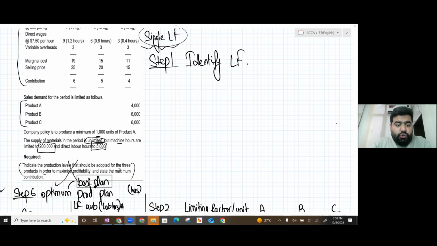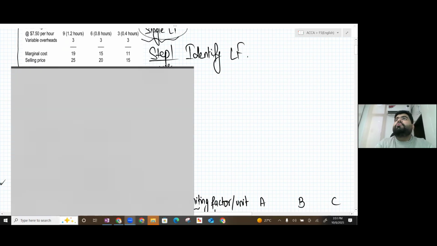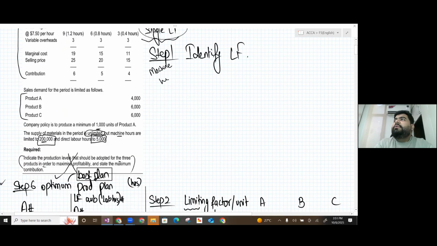Identify limiting factor. So, first thing to identify the limiting factor, as we have discussed in the question, we have two types of factors that are limited. So, we have to identify which one is the limiting factor, like which one is available less and required more. First, we'll see according to machine hours. So I'm doing the calculation according to machine hours, whether it is a limiting factor or not. Okay, so according to machine hours, let us start.